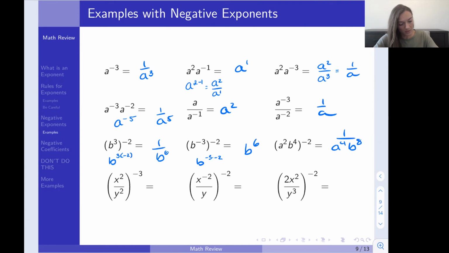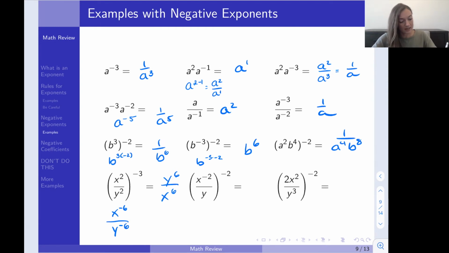Okay, now this one, again, we're kind of combining a couple different rules. So everything in the parentheses is going to get raised to the negative 3. So we have x to the negative 6 divided by y to the negative 6. And we said if we have negative exponents, we can sort of just flip whether they're in the numerator or denominator. So this will just become y to the positive 6 over x to the positive 6.